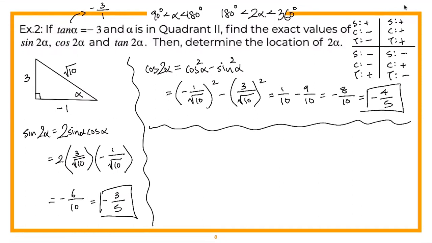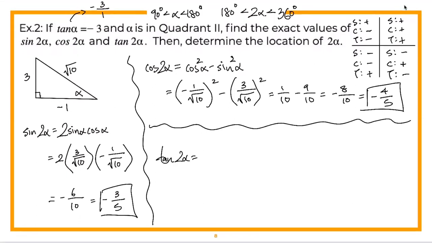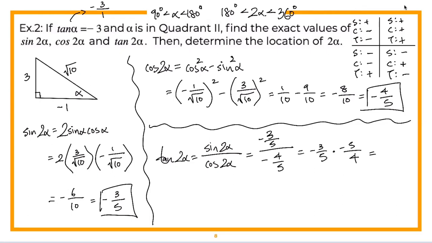Okay. And then again, as soon as you have sine and cosine, you know you can take your sine divided by your cosine to get your tangent. So -3/5 over -4/5 gives me -3/5 times -5/4, which gives me a positive 3/4.